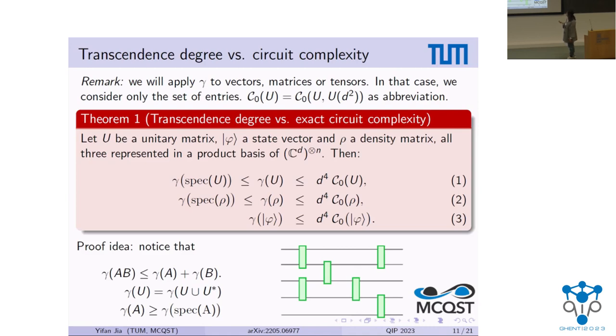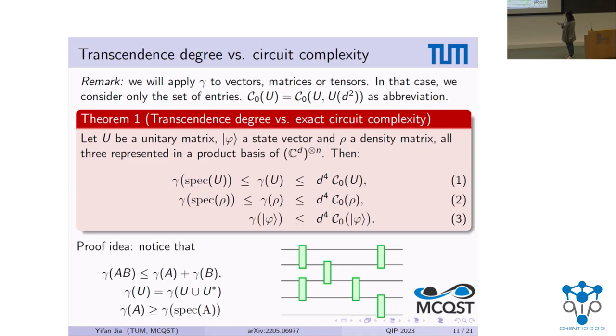And for the states, it's something very similar. We discovered that actually gamma of U is equal to gamma of U union with U star, and partial trace is also a polynomial equation. Of course, then people might be unhappy that it depends a lot on the matrix representation. And then people will ask, okay, how about if I change the basis? That's why we also include this spectrum here.